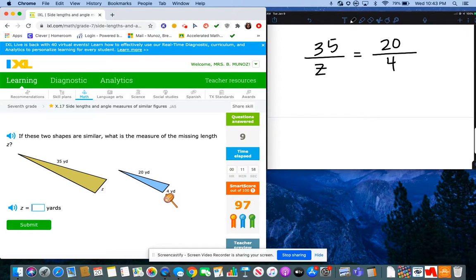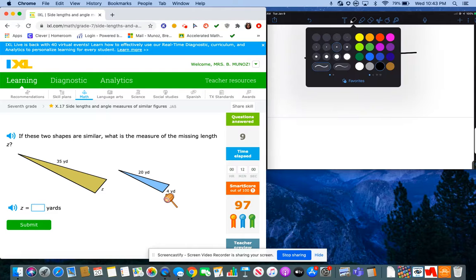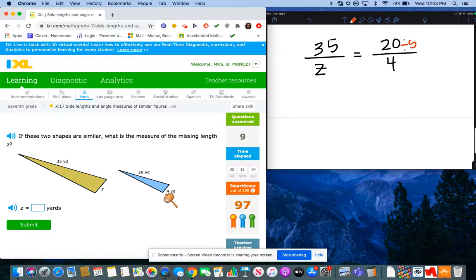So I see that to solve it, maybe I can divide this by 5. I'm sorry, I get 4. Then this divided by 5. This is 7. So the answer here is 7.